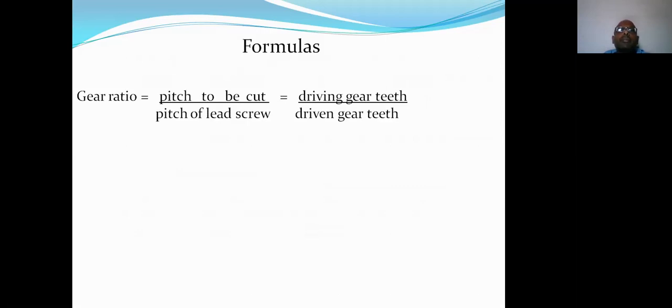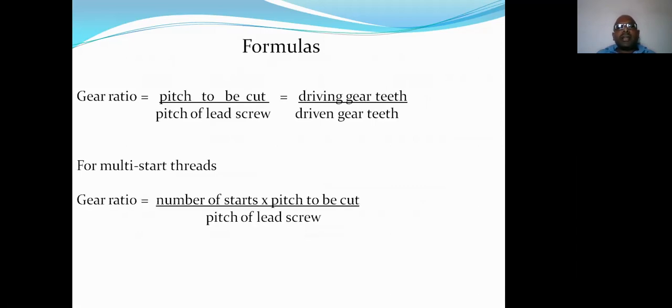So your gear ratio is nothing but the pitch to be cut divided by the pitch of the lead screw. Remember, the pitch of the lead screw is always a constant value. The only thing possible to be changed is the pitch of the thread for each and every component. The thread of the job changes, whereas the pitch of the lead screw is constant. That means, in order to change the ratio, generally the driven gear teeth are constant; only the driving gear teeth should be changed. For multi-start threads, the gear ratio is the number of starts into the pitch to be cut divided by the pitch of the lead screw.